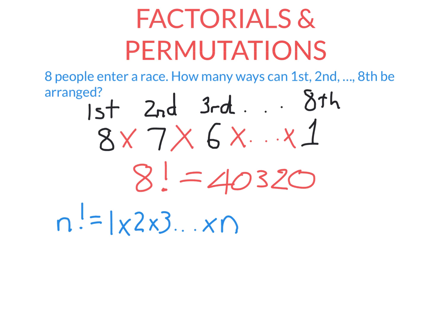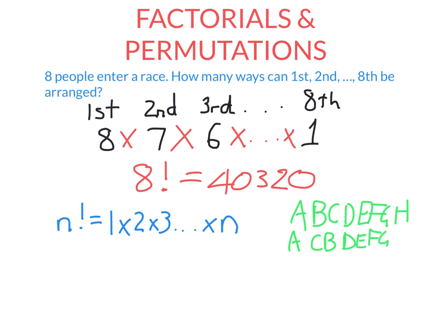Now it may seem very high, but if we look at some arrangements, let's call the people A to H. So A, B, C, D, E, F, G, H is one arrangement. Then I can have another arrangement where only the B and the C are switched around. There are going to be heaps of these possible arrangements. So we should expect a very large number.